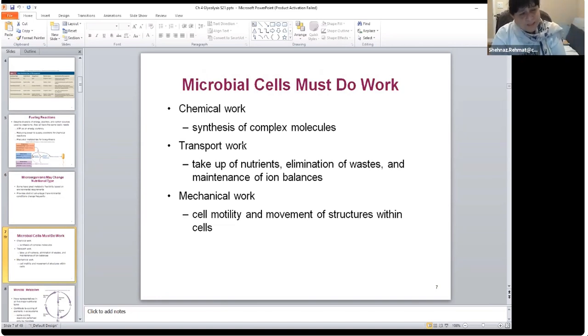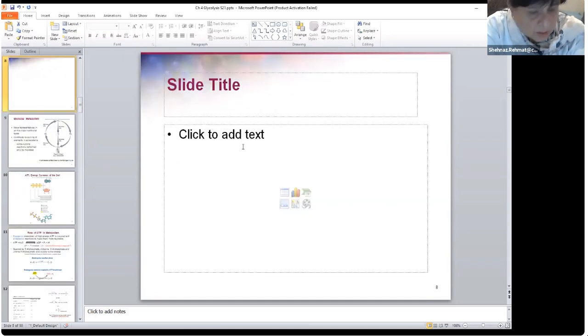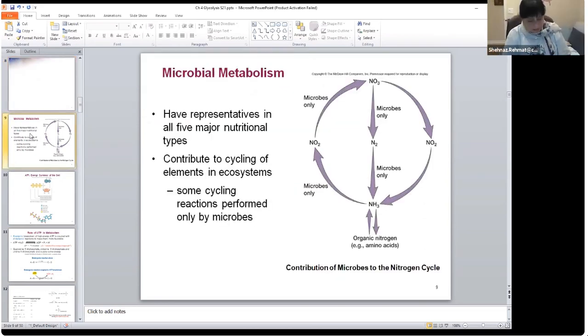And also some cells need mechanical work, where they of course are motile and they need to move. So mechanical work would be in terms of motility in the flagellate bacteria or the ones that can glide or so. But within the cell also, structures are moved within the cell. That is considered to be mechanical work. So cells have to do a lot of work. You may think of it as they are sitting around doing nothing, but they have to do a lot of chemical work, transport work, as well as mechanical work. They are not just inert little cells that are sitting around doing nothing here.